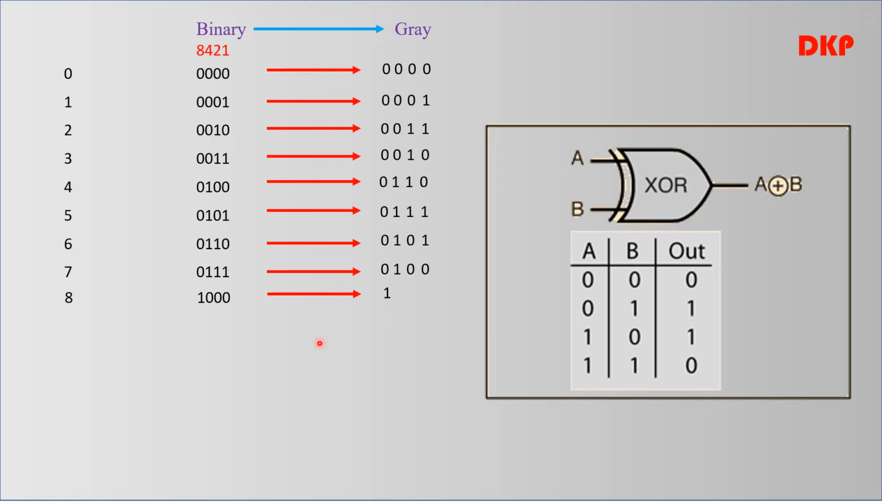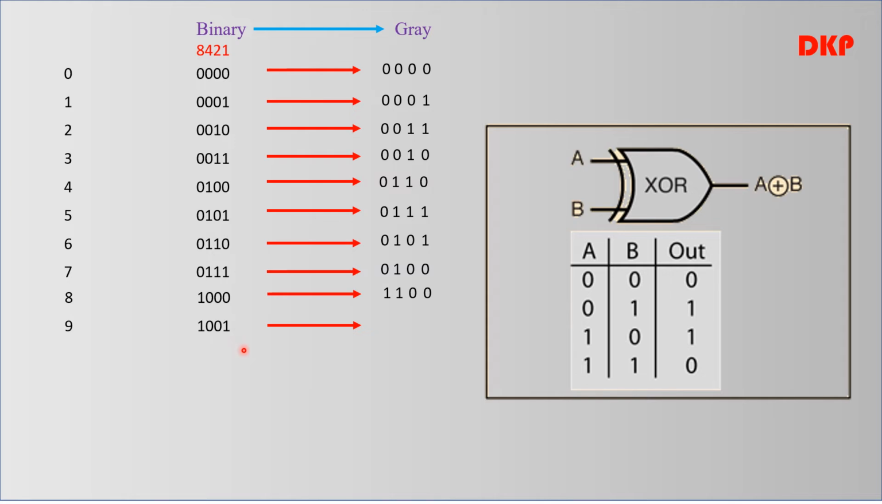Now for 8, first bit is written as it is. What is the first bit here? It is 1. So the first bit is written as it is. Now 1 XOR 0 is 1, 0 XOR 0 is 0, 0 XOR 0 is 0.